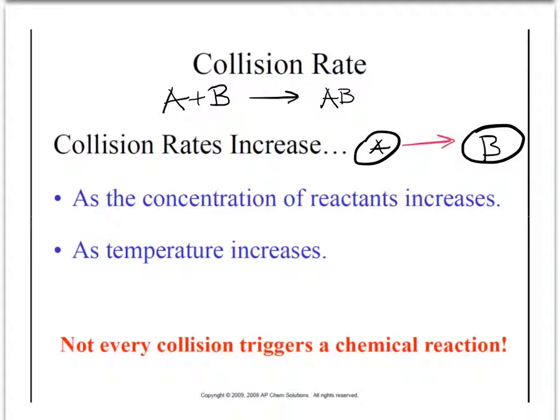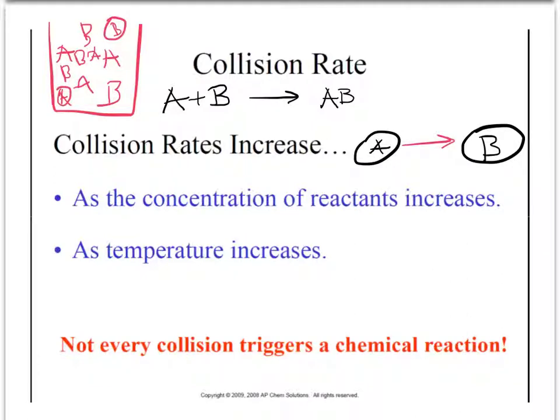So collision rate: what are ways that we can increase collision rate? We can increase the chance that A is going to meet up with B. Because if we have a huge container and a single A down here and a single B up there, what are the chances those two are going to run into each other? The first thing we can do is increase the concentration of the reactants. If we have a lot of A's and a lot of B's, the chances of them bumping into each other are a lot greater. By increasing that chance, we increase the rate. If we decrease the concentration, we decrease the rate.